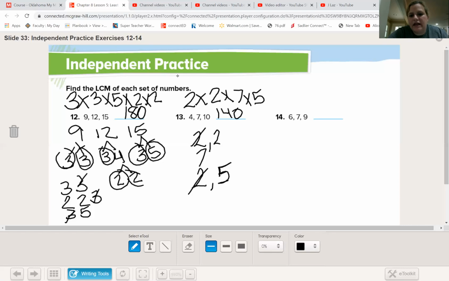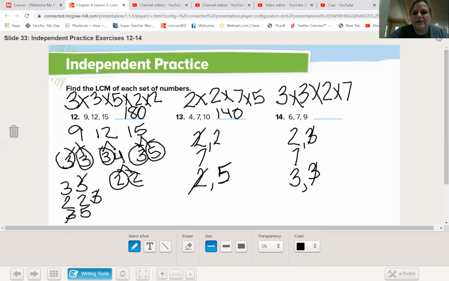And then this one again, I can factor these pretty easily. I know if I do a tree, 6 is going to be 2 and 3. 7's prime. And 9 will be 3 and 3. So I can make the trees, but these were just kind of easy to do. So this 3 and this 3 are going to turn into just a 3. This 3 can't match up with this one. It's already taken, so it's got to stay. 2 doesn't have anything to cancel with, and 7 doesn't have anything to cancel with.